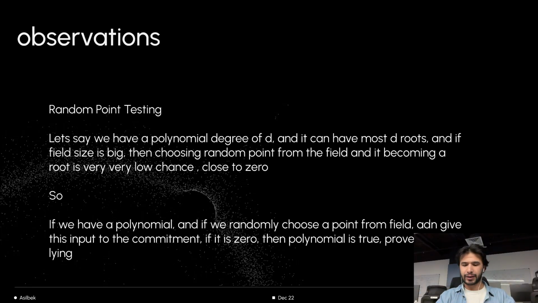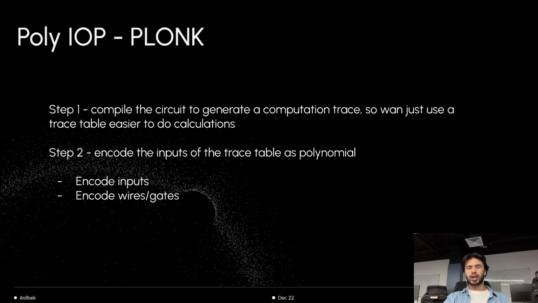The prover is not lying. Okay, so in most cases, a polynomial IOP called Plonk is being used. And step 1 in building Plonk is compiling the circuit to generate a computational trace. So we will have the circuit, and then we're going to have a trace table. You just use a trace table to make the calculations easier. And then we're going to encode the inputs of the trace table as a polynomial. We have the trace table, let's say input to gate A, input to gate B, input to gate C, and more and more. So for all the values, we're going to create a polynomial from each.